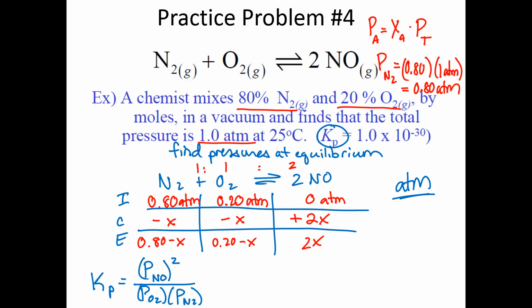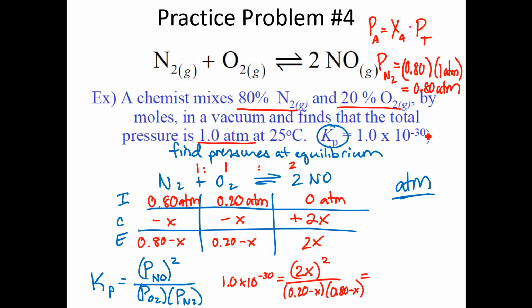So now I'm going to plug these values into my K expression. I know the value of Kp is 1 times 10 to the negative 30th. For my pressure of NO, I'm using 2X to represent that, and then don't forget to square it. On the bottom, I've got 0.2 minus X and 0.8 minus X. I've got one unknown and one equation, so I could solve for it, but this would be a big pain to solve. I'd have to do FOIL, I'd have to use my quadratic formula.